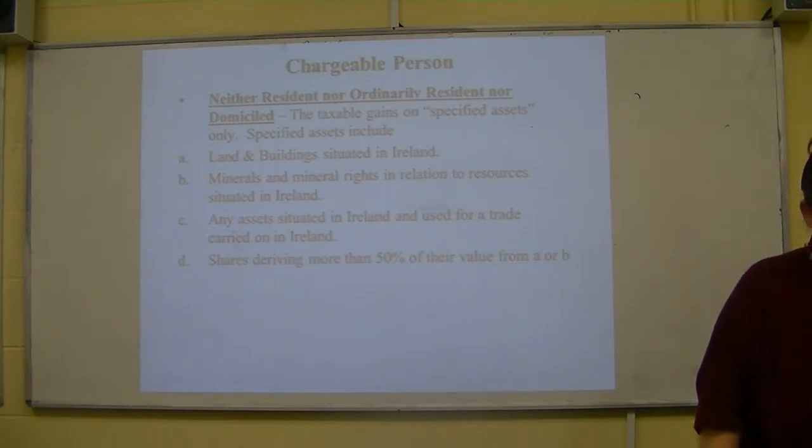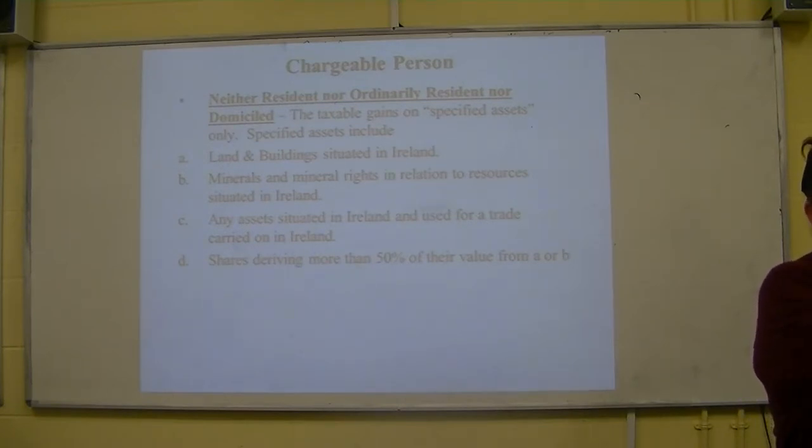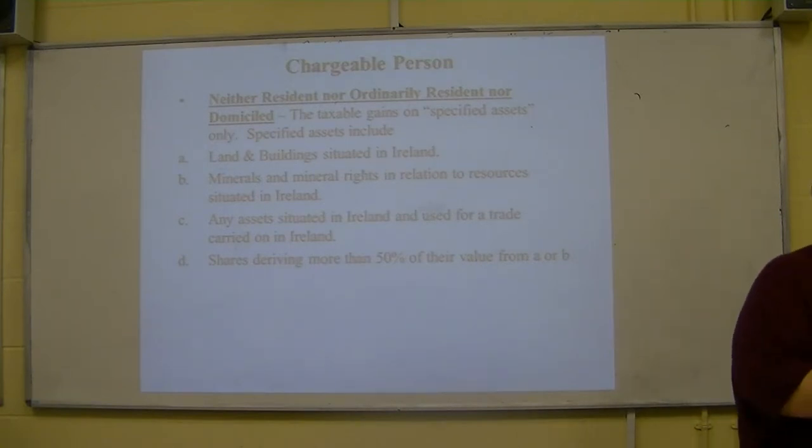Then any assets situated in Ireland and used for a trade carried on in Ireland, and then shares deriving more than 50% of their value from either A or B. I have given you that on the front as well, if you want to reference it back, it's on page 3, just done in a little box there for you too.